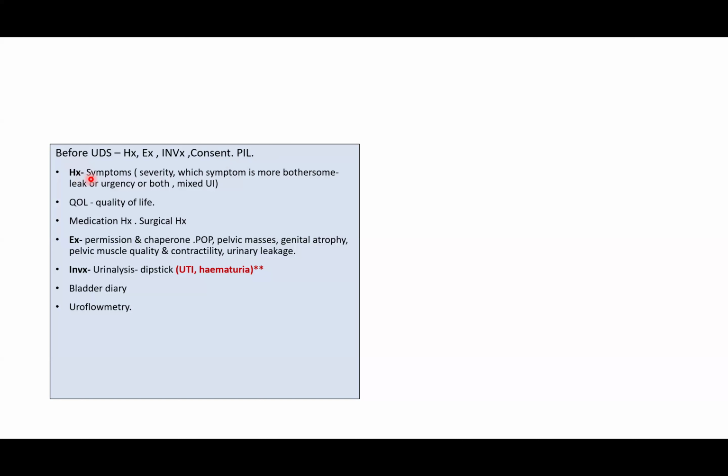So history, we have to inquire about the symptoms, the severity, which symptom is more bothersome, leak or urgency or both, and whether it is a mixed incontinence. Is this condition affecting the quality of life, whether she's on any medication like anticholinergics, and any surgical history. We have to offer examination in the presence of a chaperone and with permission. Why? To assess for any pelvic organ prolapse, pelvic masses, genital atrophy, pelvic muscle quality and contractility, and urinary leakage.